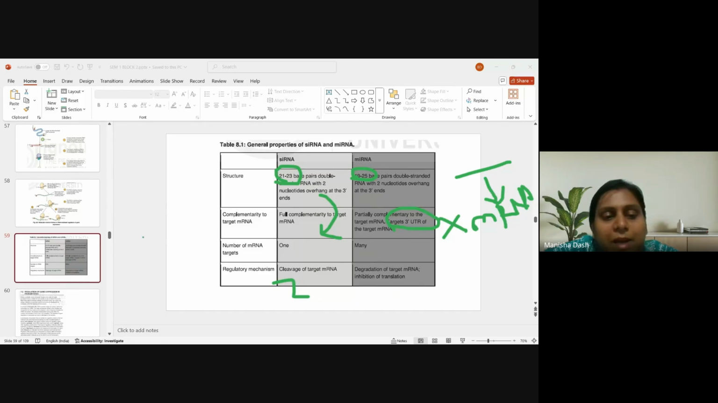And the number of mRNA targets: usually siRNA is very specific, only one, because it is completely complementary. But since miRNA is partially complementary, it can target many different mRNAs from different genes. As for the regulatory mechanism, it usually leads to cleavage of the target mRNA, meaning the mRNA will be broken down, and there is degradation of the target mRNA, and also translation can be inhibited. So let's see how exactly the mechanism works.